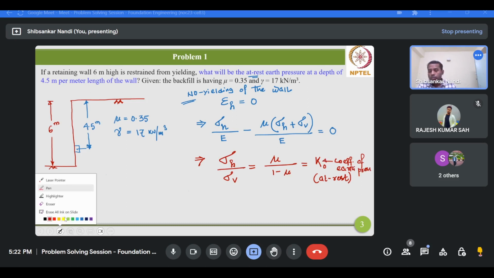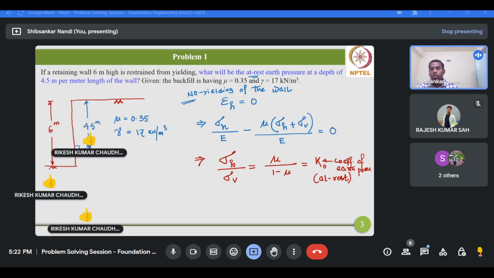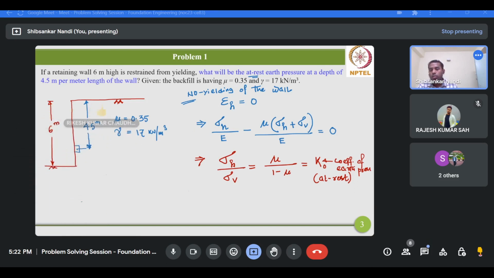So we can easily determine this coefficient of earth pressure at rest condition since the Poisson's ratio of the soil is given to us. So what will be the coefficient of earth pressure? Please calculate and let me know. It would be 0.35 divided by 1 minus 0.35. So what would be the value? 0.35 divided by 0.65, so that means 0.54.